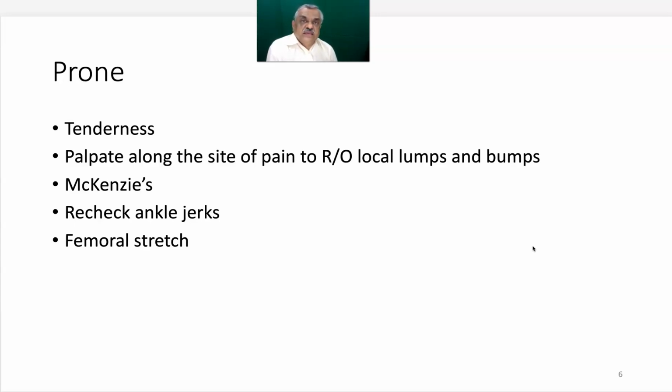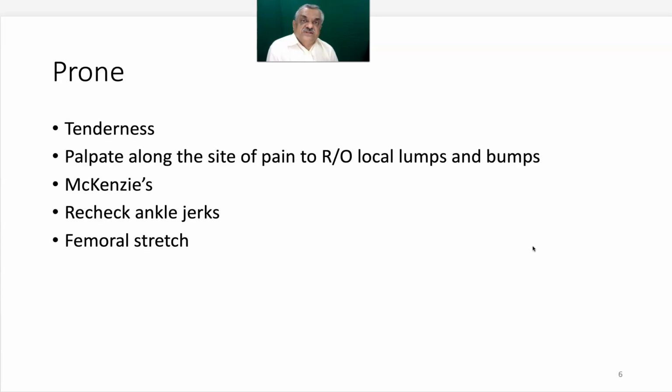We also do the Mackenzie's test, which, as we know, is extension of the upper spine without actually raising the legs. And we have found out that if the annulus is good, which can heal and recover with natural resolution of inflammation, then there is a centralization of the pain. If the pain peripheralizes, then we need to keep a watch on the progress of this pain.